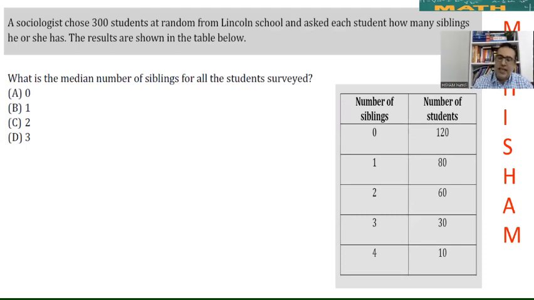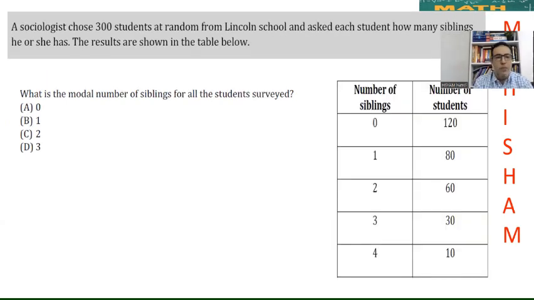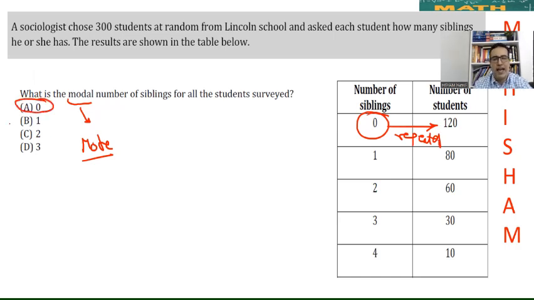The third part is how to find the mode. And modal here is the same as the word mode, but we use modal for the table. So what is the most common number of siblings the students have? As we can see, it's 0. Why? Because 0 is repeated 120 times. So we should understand how to find the mean, median, mode, and range from some values, and from values of a frequency table, as you can see in front of you.